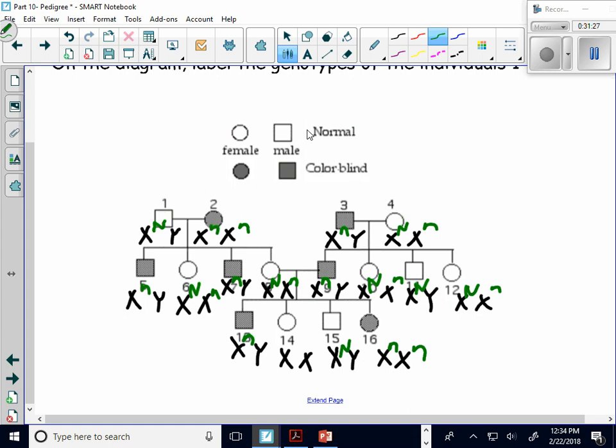14. Do we know 14? Yeah, we do, don't we? What is it? She. I almost said, what is it? It's not an it, it's a she. What is she? Capital N, lowercase n. She's got to get that lowercase n from her dad, who is colorblind. What number? 9, right?